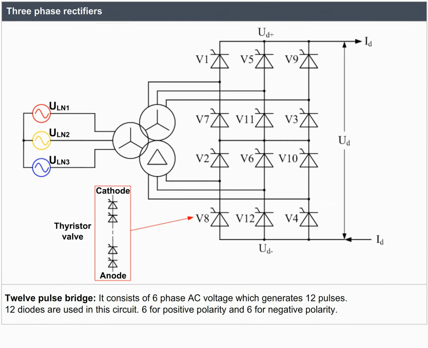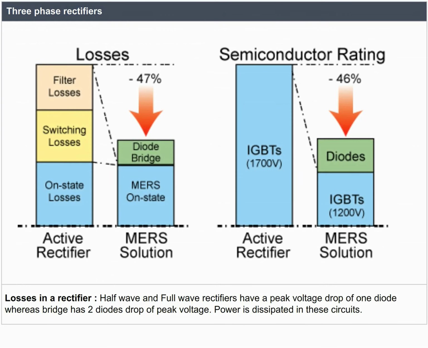12-pulse bridge. It consists of 6-phase AC voltage, which generates 12 pulses. 12 diodes are used in the circuit, 6 for positive polarity and 6 for negative polarity. Losses in a rectifier. Half-wave and full-wave rectifiers have a peak voltage drop of 1 diode, whereas bridge has 2 diodes drop of peak voltage. Power is dissipated in these circuits.